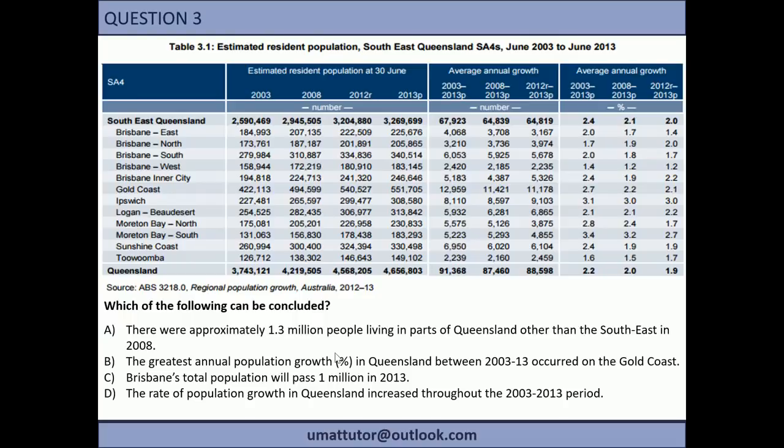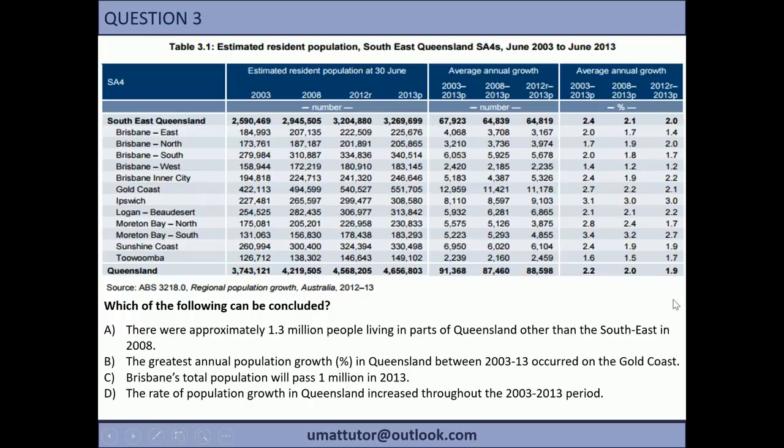And just finally, option D, the rate of population growth in Queensland increased throughout the 03 to 13 period. So we're looking at Queensland as a whole, which is that final row. We're looking at the rate of population growth. So that's the numbers down here in that final section. Now, while the population did grow, we're looking at the rate that it grew. In other words, is it an upsloping curve or is it more of a downsloping curve? And I would say that given over the whole period the growth was 2.2%, and then over the latter half it was just 2%, and then the last year was 1.9%, that growth rate is decreasing.